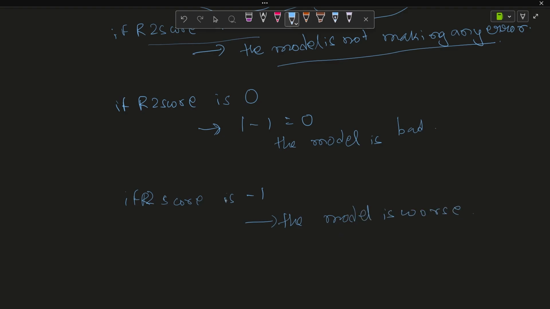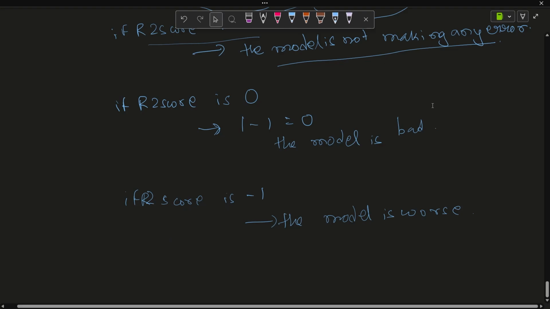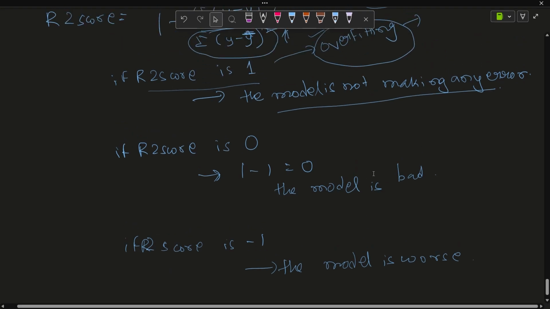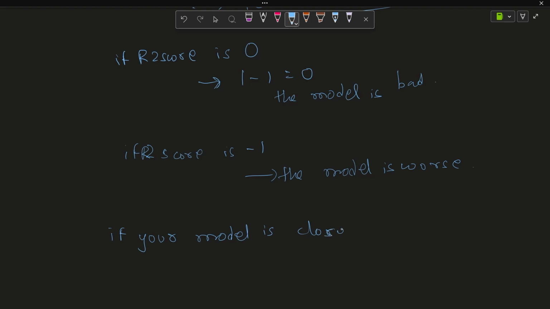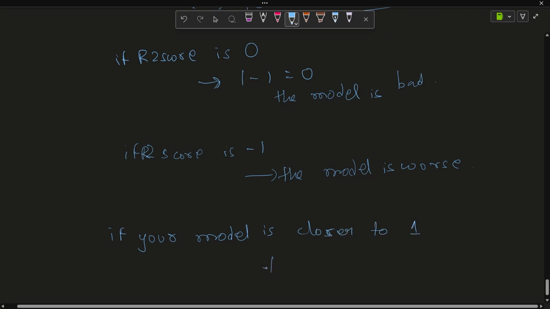So how can you say the model is performing well? If your R2 score is more than 0.5, closer to 1, not exactly 1, but closer to 1, you can say the model is good.